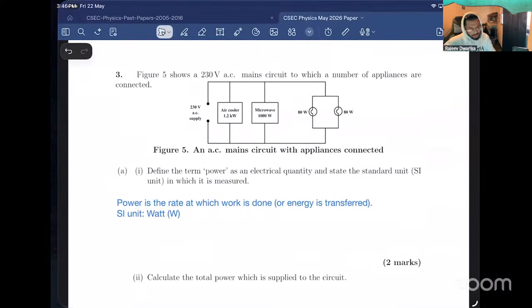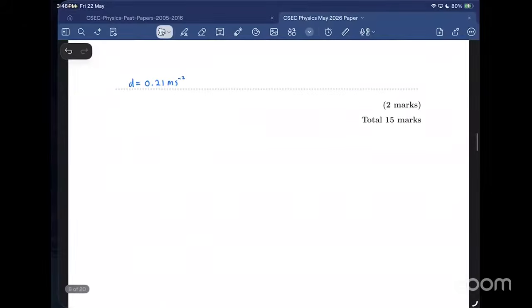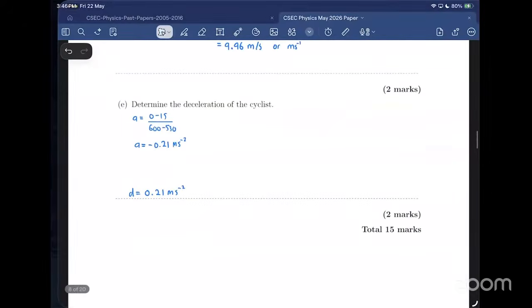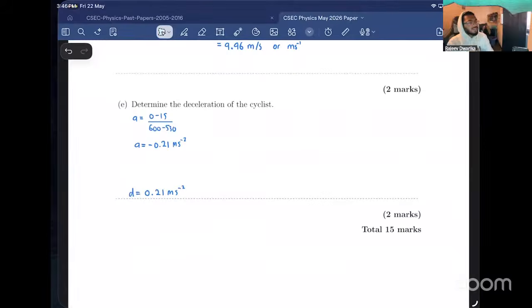Yeah, it can be minus 0.21. I'm not sure. The proper thing to do is to put 0.21. But I don't think CXC will penalize even for minus 0.21 because I think that's what most people do. But the proper thing is to put 0.21 because it's talking about deceleration. Deceleration is understood to be negative. Why would I say negative deceleration? Negative deceleration will be acceleration, and that's wrong.